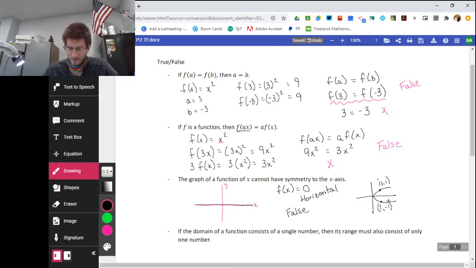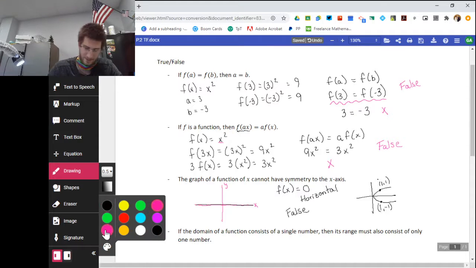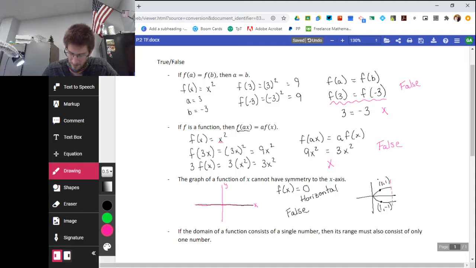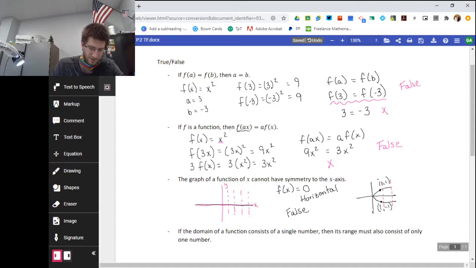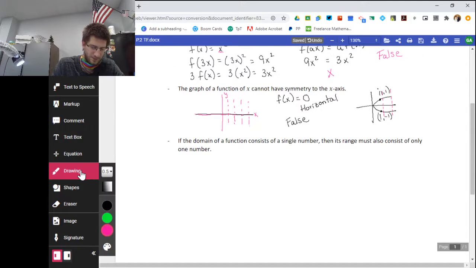This other one is not a function because it would not pass the vertical line test, although it's symmetric to the x-axis. Over here, this function passes the vertical line test, and it's symmetrical to the x-axis. I believe that's the only case where that is true, that constant line f of x equals 0. So we have another false, 3 false in a row. Let's look at the last one.